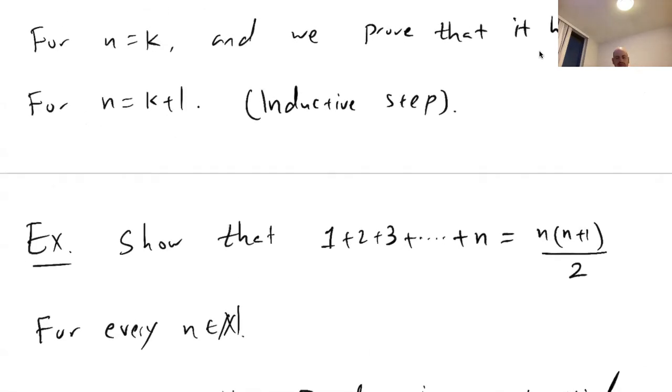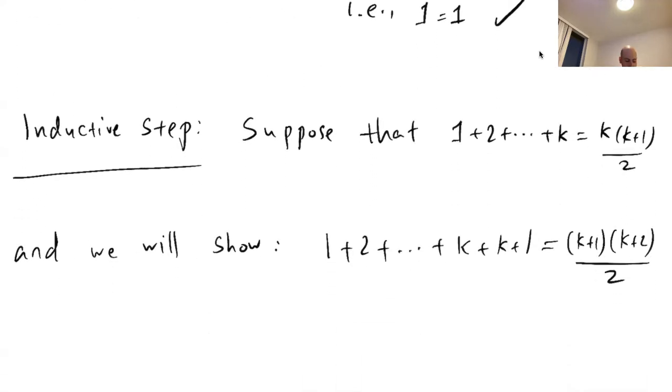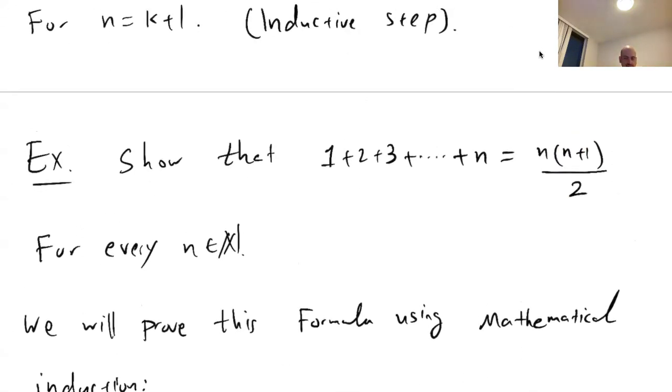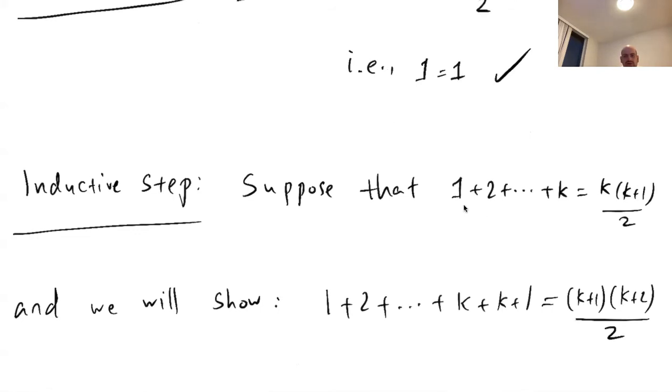If I want to show that this statement is true for k plus 1, that means I have to show that 1 plus all the way to k plus 1 equals (k plus 1) times (k plus 2) over 2. See, it's n times (n plus 1) over 2, so if n is k plus 1, the right-hand side becomes (k plus 1) times (k plus 2) over 2. This part is my assumption. I am assuming that this equality holds, and I want to show that this equality holds.